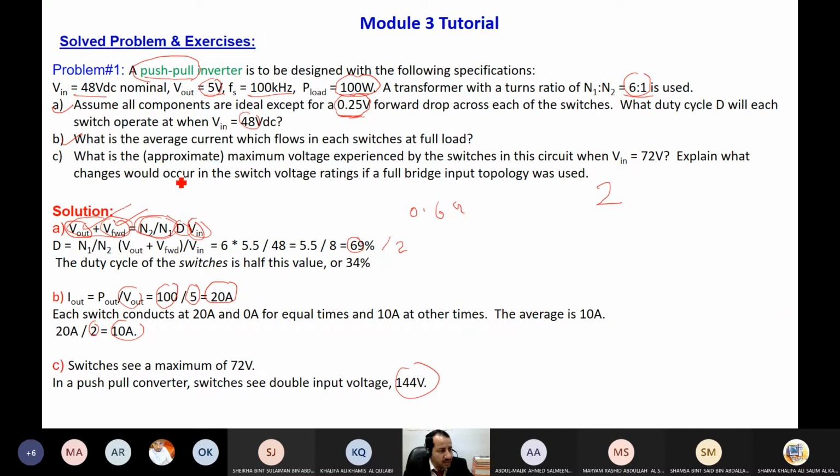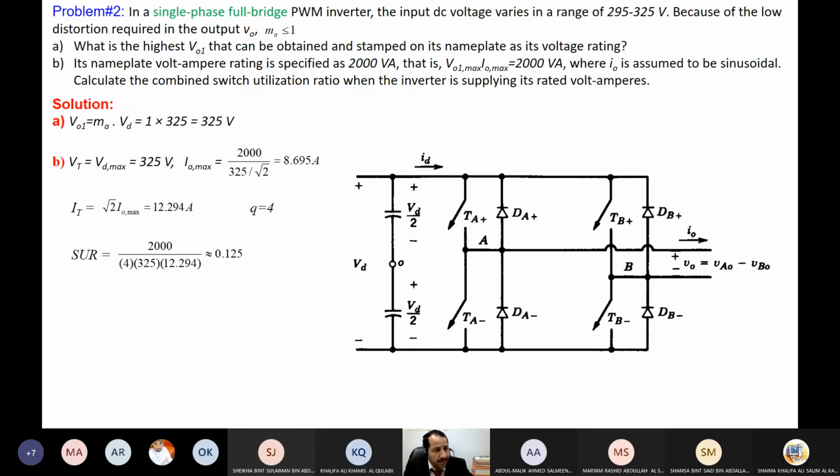And explain the change that would occur in the switch voltage rating if a full bridge inverter topology was used. Now, if we use a full bridge, how much is the blocked voltage? What do you think? Only VD, 72. You see? So only in push-pull, the voltage to be blocked by the switch will be double the voltage. Now this problem is related to push-pull.